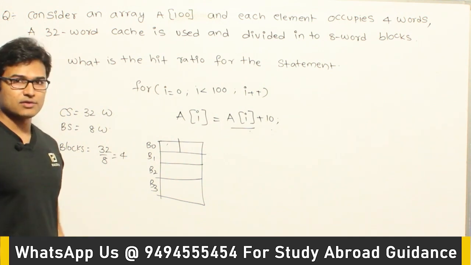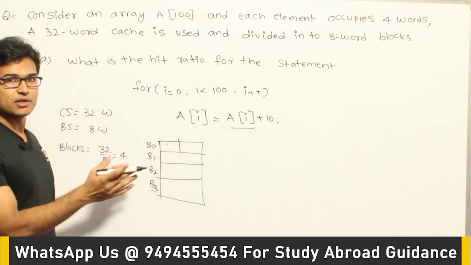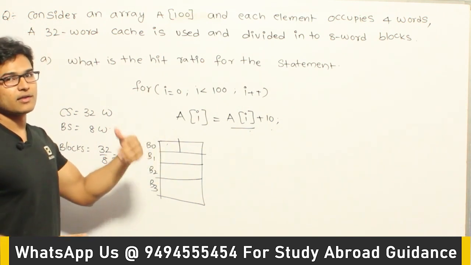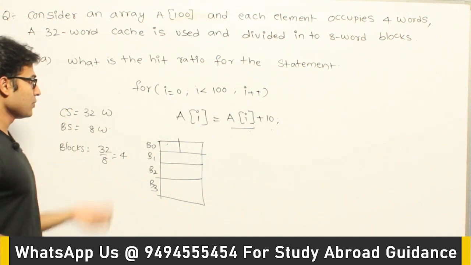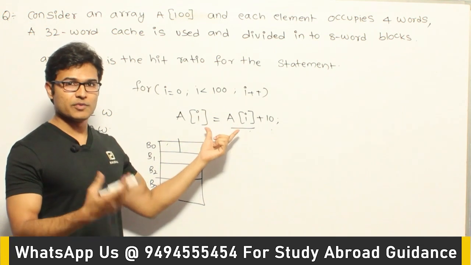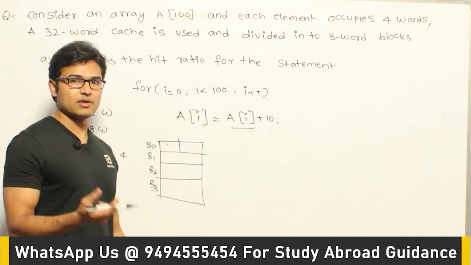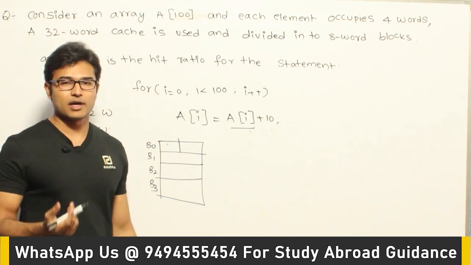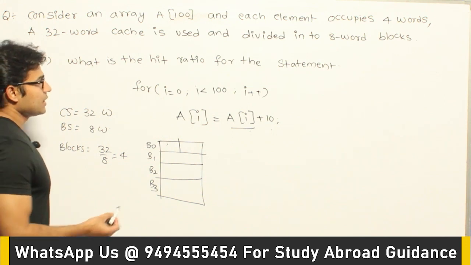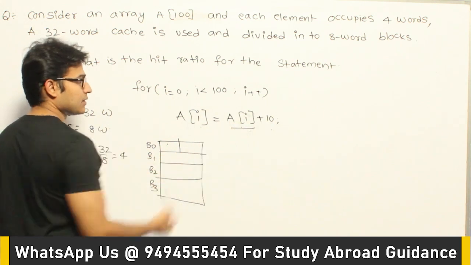Initially assume that this is the cache, and don't worry whether it is a direct mapped cache or LRU, since the array size is very big and at any time we can hold only 8 elements of the array, and anyway you have to replace. One more thing, if you observe, an element which is used once will not be used again. So for I equal to 0 to 100, it doesn't matter whether you go with direct mapping or any other mapping. Okay, so initially A0 is required. A0 equal to A0 plus 10 is the statement.